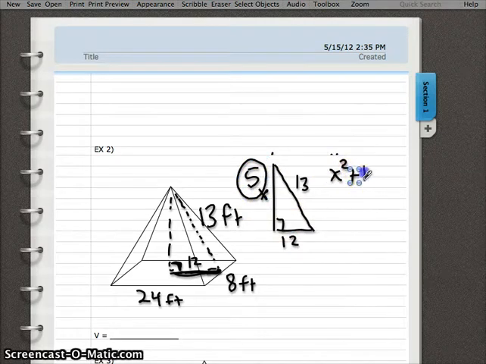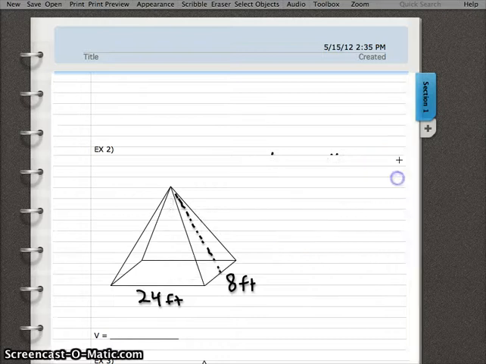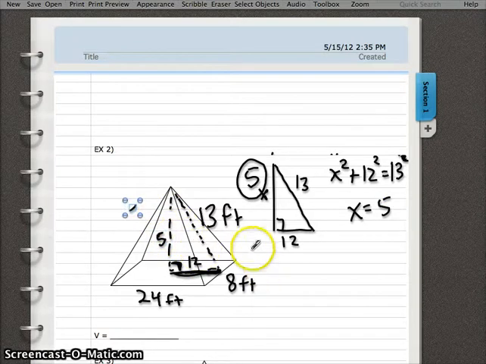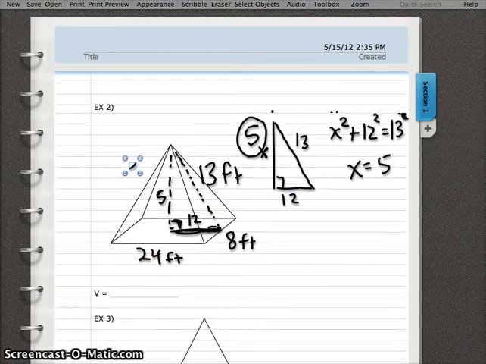You could say x squared, there's a squared, 12 squared, we'll say that's our b, has to equal our hypotenuse, or c squared. And then we would eventually figure out that x had to be 5 anyways. So now we know one more crucial dimension, our height, 5. Now that we know the height, we can find the area of the base and multiply by the height. And divide by 3, of course. So the dimensions of our base here are 24 and 8.